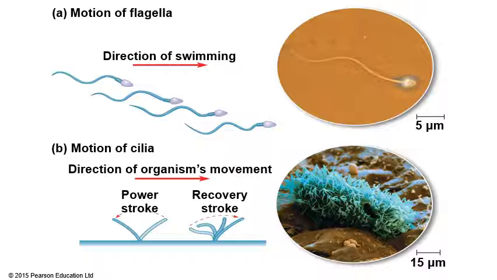This one shows you the beating pattern of a flagellum. That's the typical animal sperm cell. They beat to swim. And the hair-like structures, we call them cilia. So in cilia motion, they move back and forth like that. That's the beating, another type of beating.